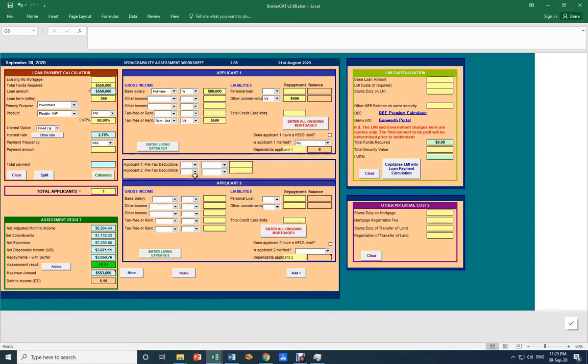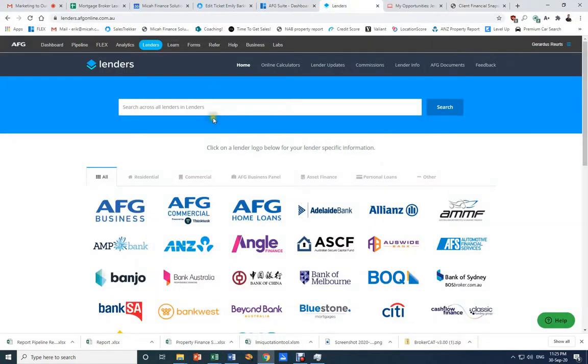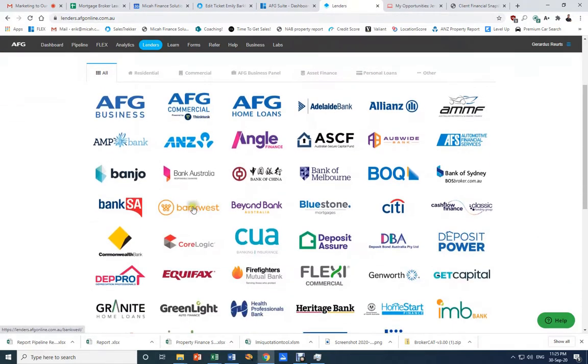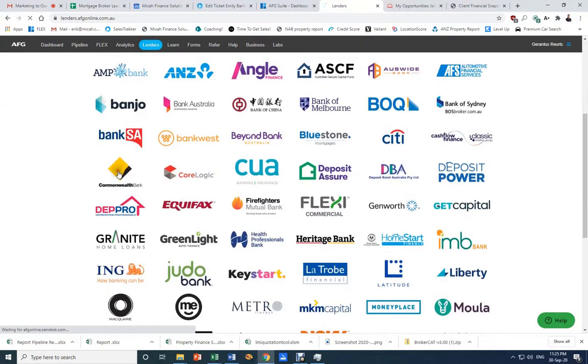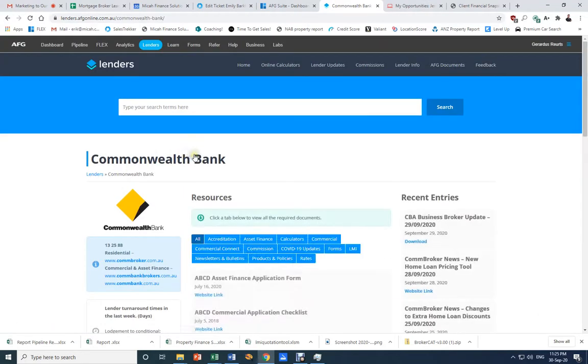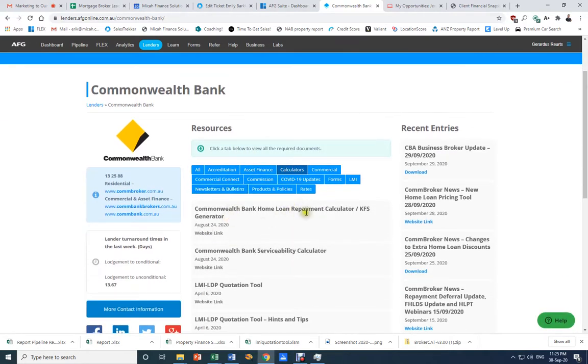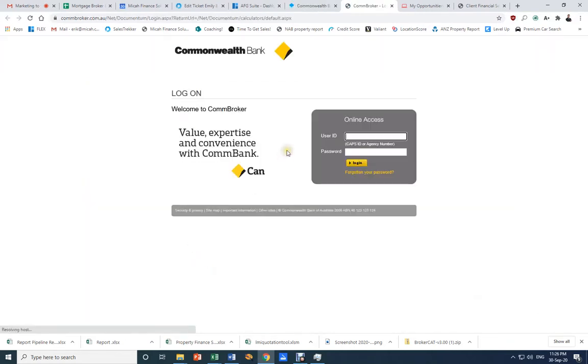And now if we want to use another bank, let's say we want to do Virgin as well, then we would go to Flex, and we go, or let's say CBA. We're going to get the CBA affordability calculator. We check on calculators, click on calculators, home repayment calculator, serviceability calculator, that's the one we need.